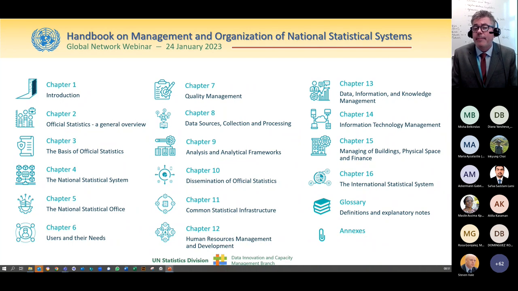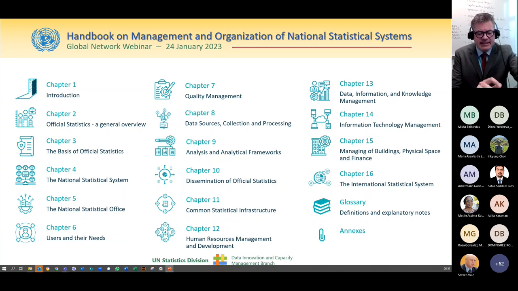Then we have one which is about managing buildings, physical space, and finance. In this one, we have also added sections about disaster management. So basically, what do we do as producers of official statistics when a calamity or disaster happens, like COVID-19? How do we maintain our production? So this is something that we have also integrated there. Maybe in the future we could have a separate chapter, but at the moment this is where it is.